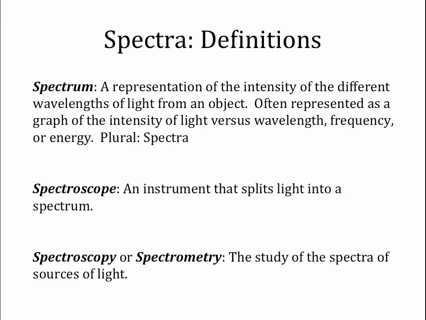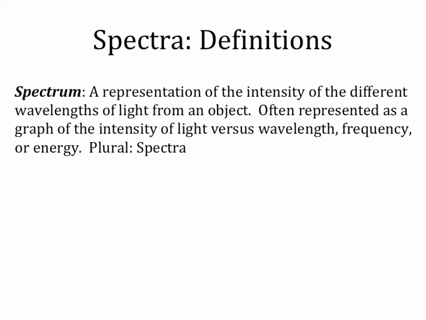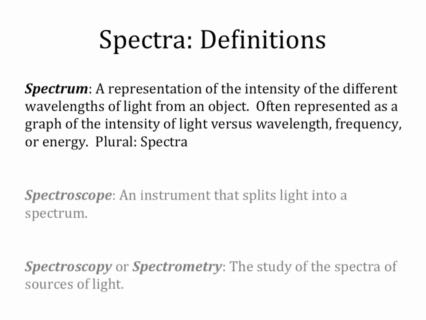First, we need some definitions. A spectrum is some representation of the intensity of different wavelengths of light from an object. So, for example, this can be a picture of a rainbow where we see brighter colors where there's more light coming, fainter where there's less light coming. It can be a graph. We talked about how we graph spectra last week. We'll review that this week. And typically we use a graph and we plot on the x-axis wavelength or frequency or energy of the light, and on the y-axis we will plot intensity of the light.